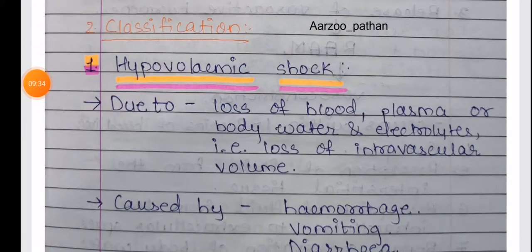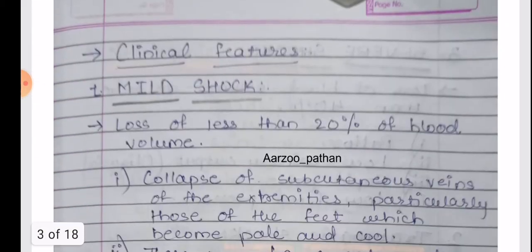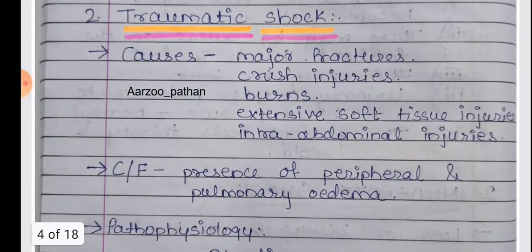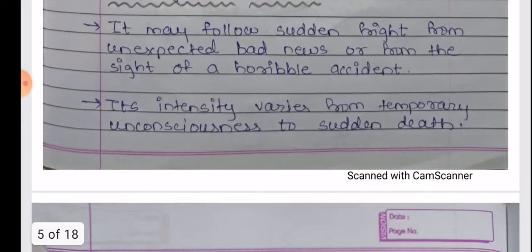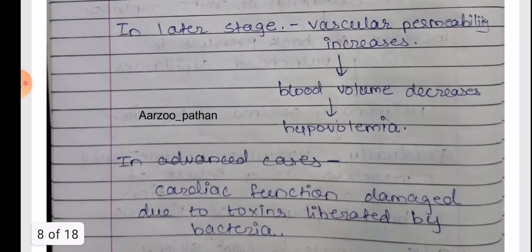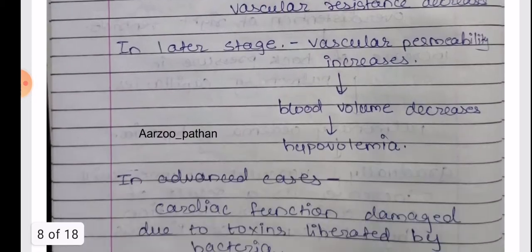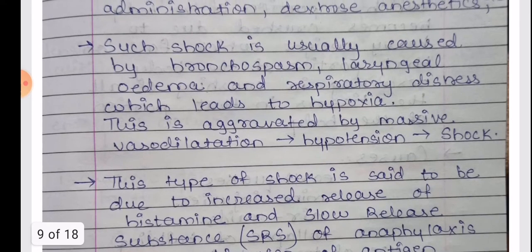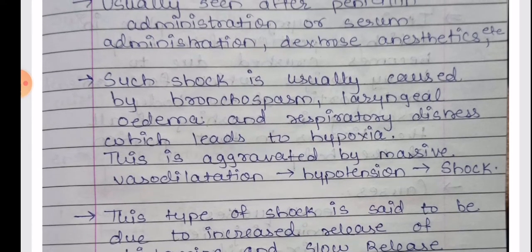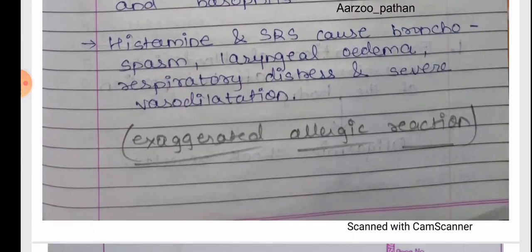So now guys, we'll look into the classification once again. In the classification of shock, we have the hypovolemic shock, then the traumatic shock, then we covered the neurogenic shock, and then the vasovagal shock, cardiogenic shock, septic shock, and finally we looked into anaphylactic shock. Generally these meanings are self-explanatory. The meaning of the word itself lies in the word, so it is quite easy to get.